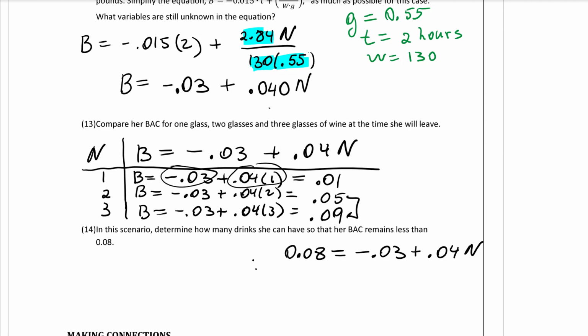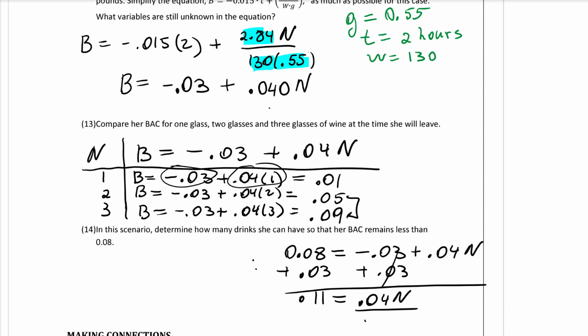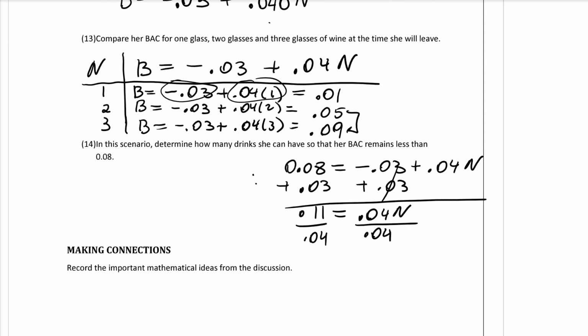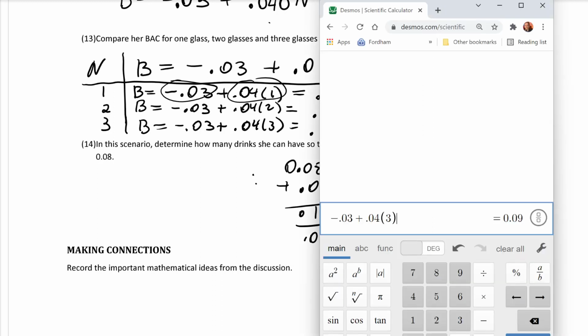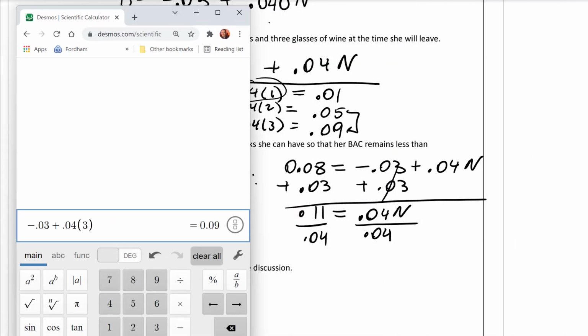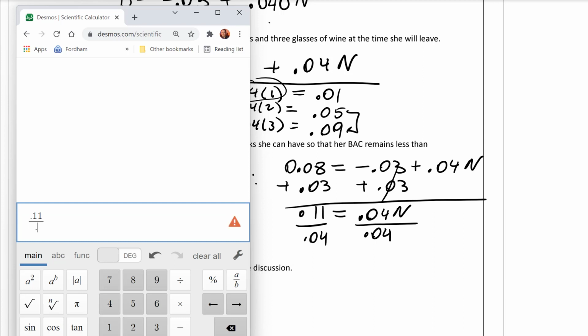One decimal place. All right? So let's review. So we're going to add 0.03 on both sides. So that will give you 0.11. And then you'll divide both sides by 0.04. You see, you're retracing the steps. I'm going to use a calculator right here. And our answer should be between 2 and 3. So we got 0.11 divided by 0.04. So that gives you 2.75.